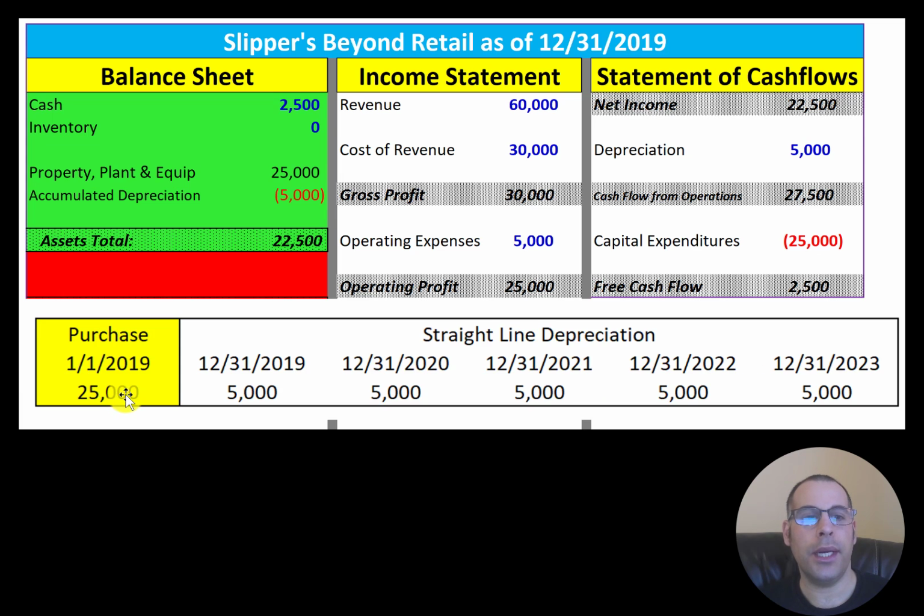We purchased a machine on January 1st, 2019 for $25,000. We're going to depreciate this asset over 5 years. That's called straight line because the same amount is being depreciated each year, $5,000 each year for 5 years. On the 2019 income statement, we're going to see a $5,000 depreciation expense. Also on the 2020 income statement, 2021, 22, and 23. Then after 2023, the value of the asset on our balance sheet is zero.